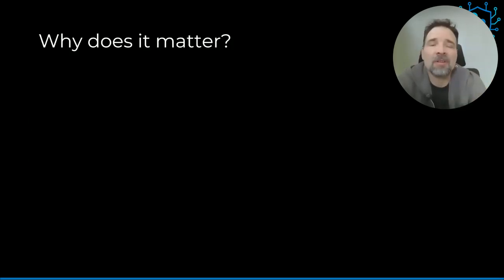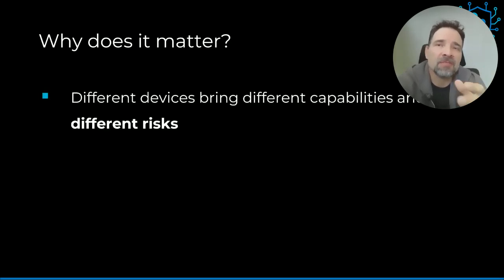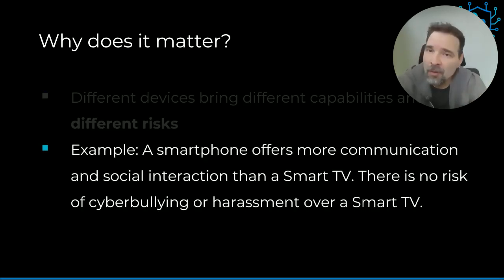Why is this important? Because different devices bring different capabilities, and different capabilities bring different risks to our children. An example is that a smartphone with all those capabilities and communication offers social interaction that a smart TV does not offer. So there isn't a risk for cyberbullying to happen over a smart TV.